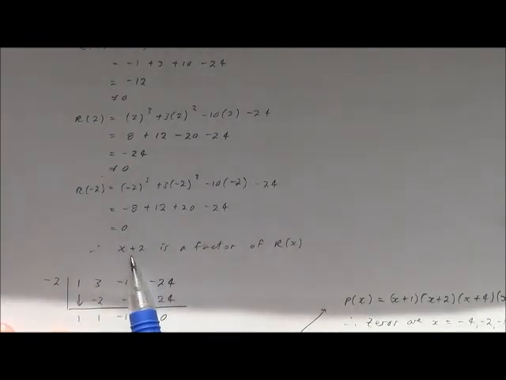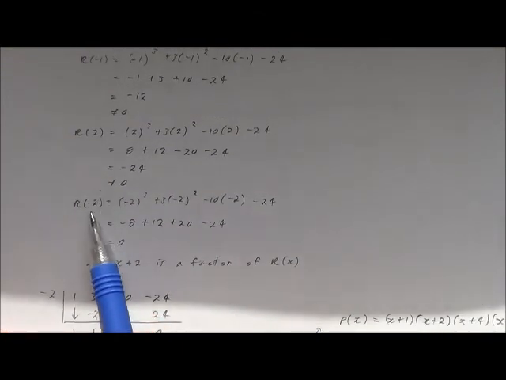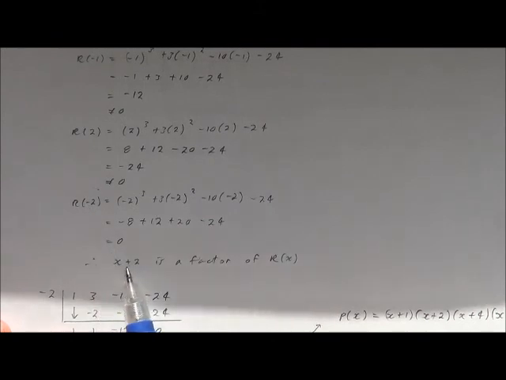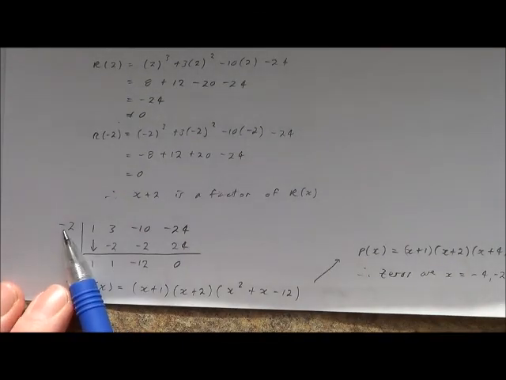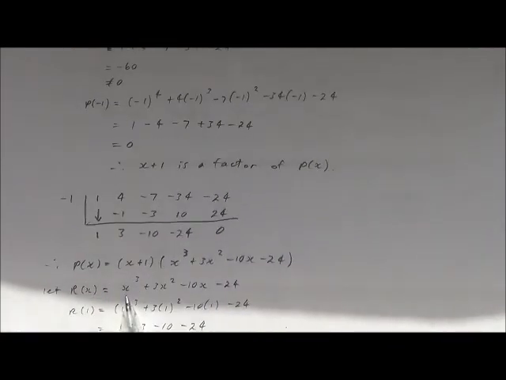So that means that x plus 2 is a factor of r of x. Because we used negative 2 for the values of x in the polynomial r of x, we use the opposite sign, which means that x plus 2 is a factor. So then we take the negative 2, and we use synthetic division for the coefficients of r of x.